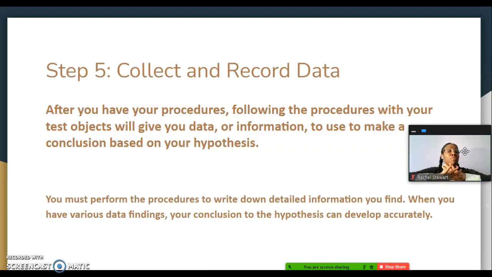Okay, so you need so much data. It should be able to fine tooth comb your experiment to help you come up with a clear conclusion to see whether your hypothesis is correct or not. Okay, you must do that when you're recording and collecting your data.